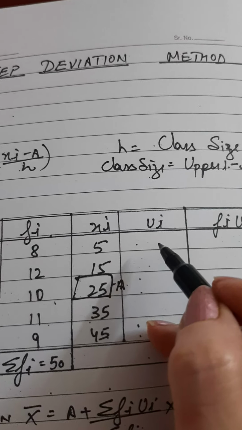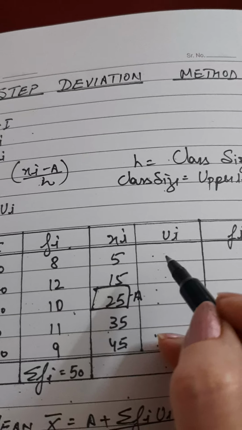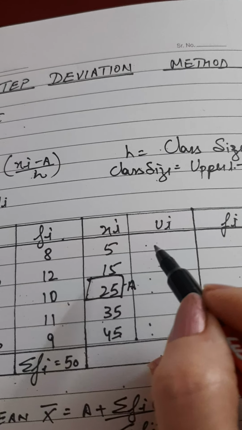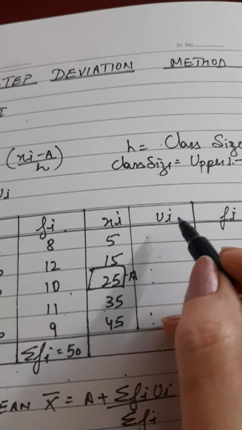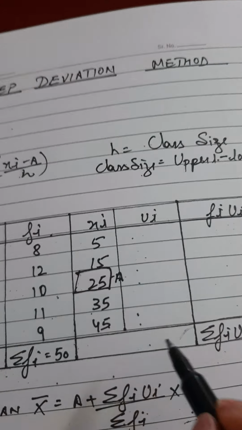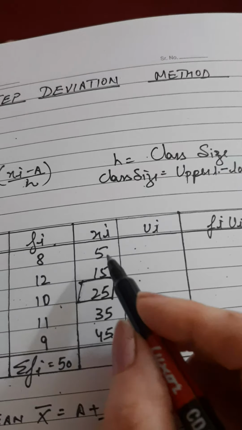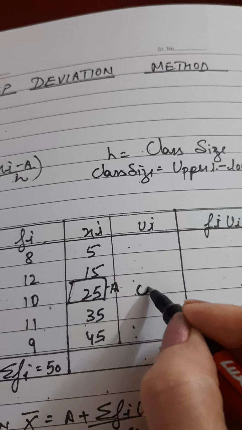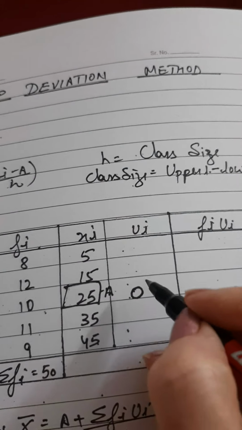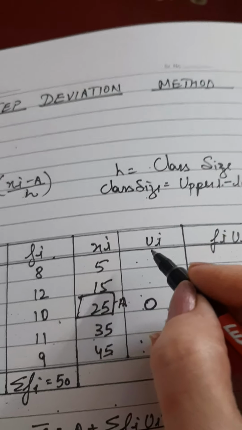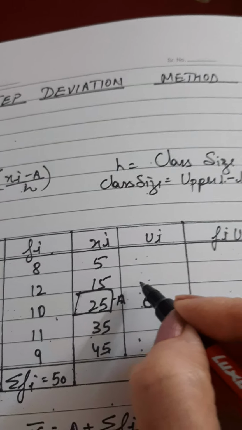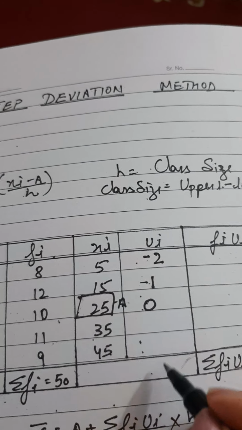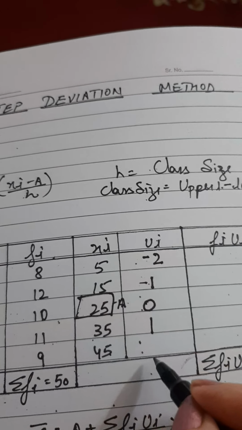Now this ui column. I'm going to tell you a simple trick for this column. You can apply this in all the questions where you use the step deviation method. For this column ui, what the trick is: first, whatever value of xi you assumed as a, in front of that write 0. After that, as moving upwards, start in increasing order with the minus. So first minus 1, minus 2. Downwards in the positive, 1, 2.